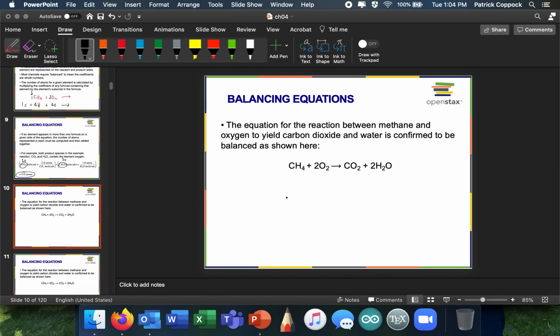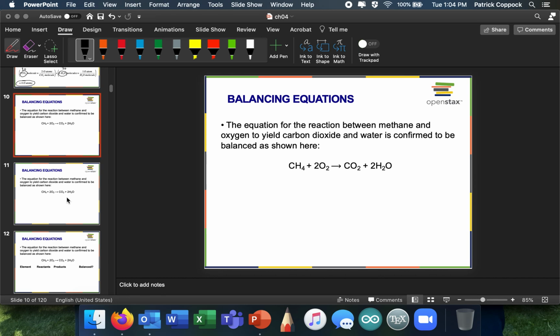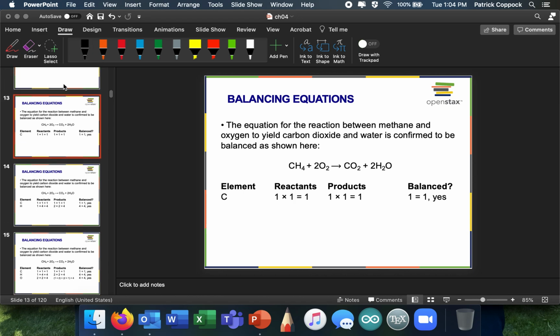So we're going to demonstrate with a particular flow that this is balanced, right? So first thing we're going to do is we're going to make some notes. I'm going to say if this is balanced. I think I already have that slide. Then we're going to make a list of all the elements. We're going to count the atoms of each element in the reactants. We're going to count the products, and we're going to say is it balanced. So let's start with that.